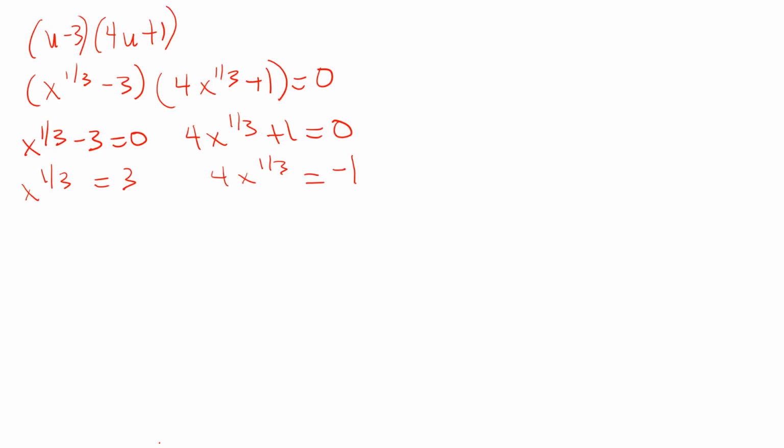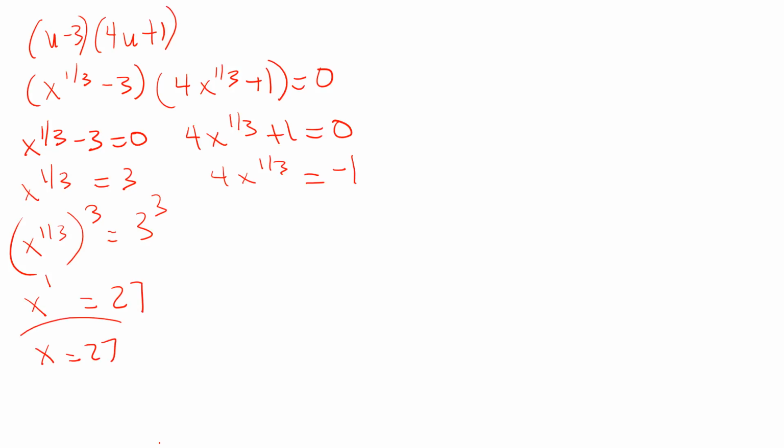Raising something to the 1/3 power, to get rid of that, is the same thing as cube rooting. So to get rid of this, I'm going to cube both sides. If I take x to the 1/3 power to the 3rd power and 3 to the 3rd power, 1/3 times 3 is x to the 1st, and 3 to the 3rd is 27. So one of my answers is 27.